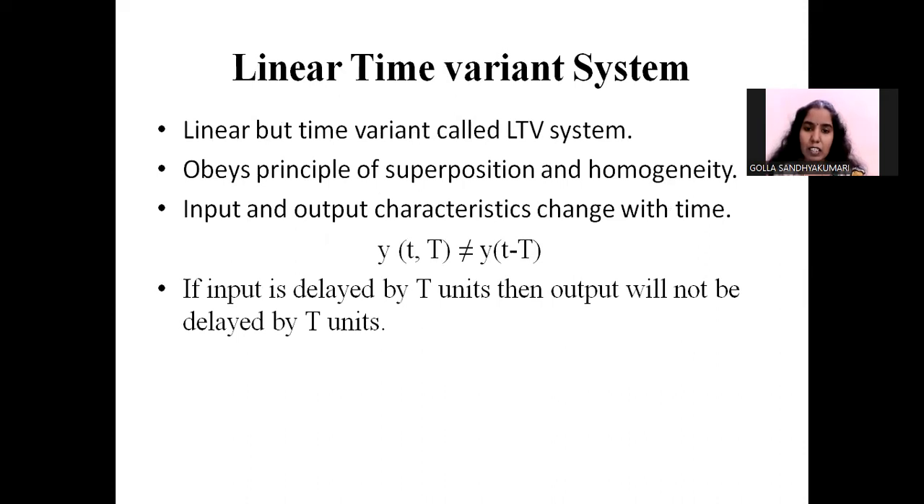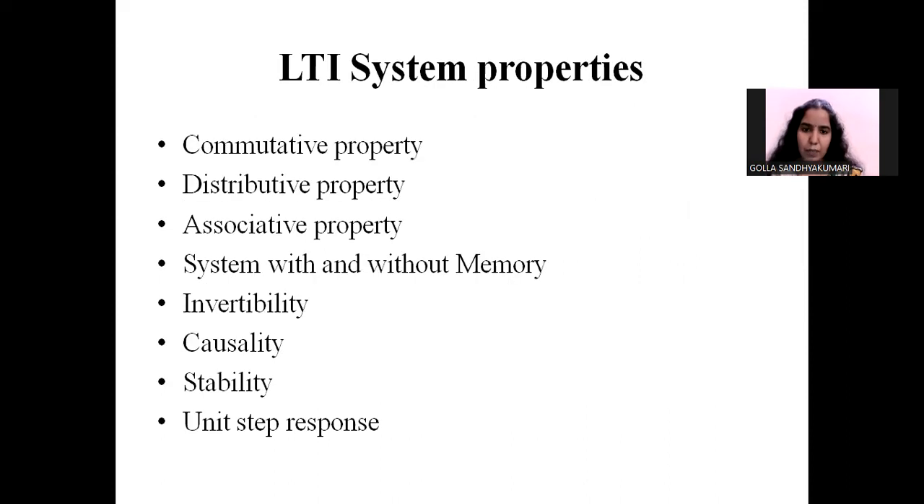Next one, linear time variant system. A linear system but time variant is called a linear time variant system or LTV system. It obeys the principle of superposition and homogeneity theorem. The input and output characteristics change with respect to time, and if the input is delayed by t units, the output will not be delayed by t units. That is y(t, T) is not equal to y(t - T).